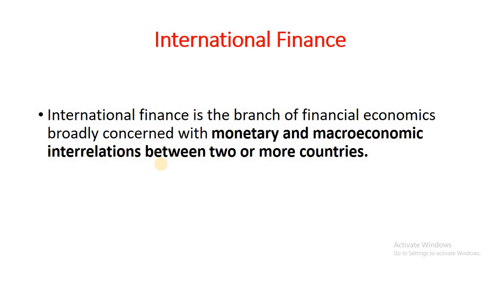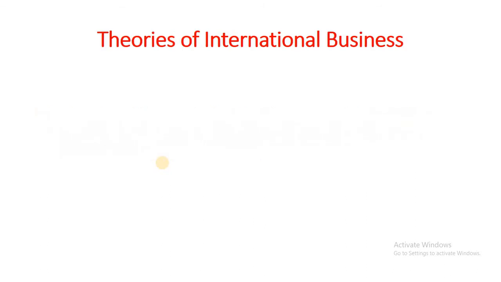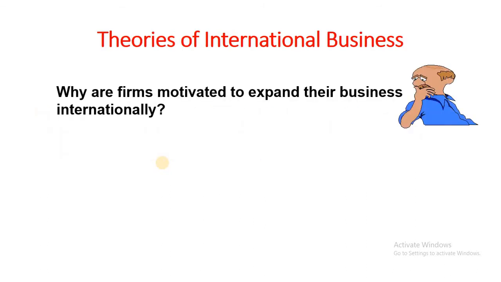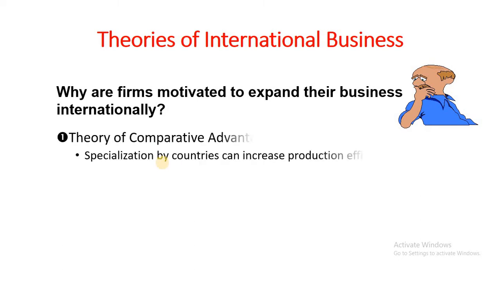Let me give you a definition of international finance first. International finance is mainly a branch of financial economics, and it covers topics like monetary and macroeconomic interactions between 2 or more countries. Now let's look at the theories of international business. These theories also give us the answer why firms expand their business internationally. So what are the reasons behind expanding business internationally?